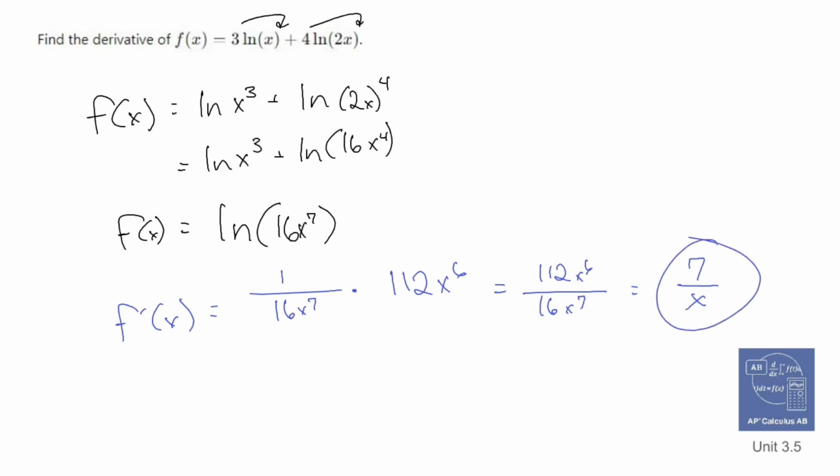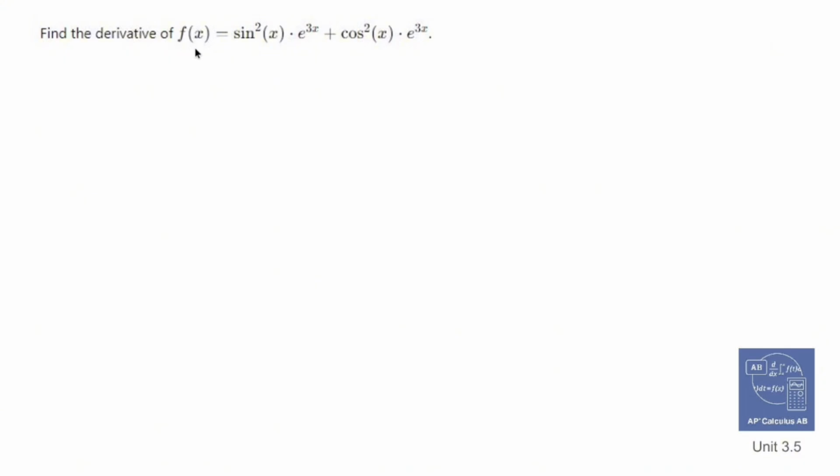Find the derivative of f of x equals sine squared x times e to the 3x plus cos squared x times e to the 3x. If you're looking at this and thinking, ugh, product rule, but even worse because there's two sines, and product rule even worse because there's two cosines, and then chain rule and then chain rule, oh, you're thinking about it all wrong, child. All wrong.